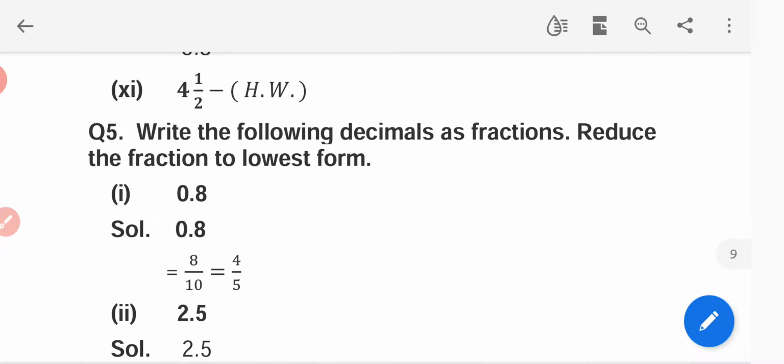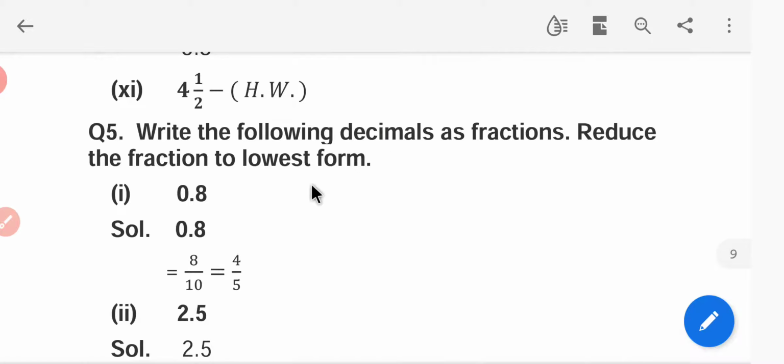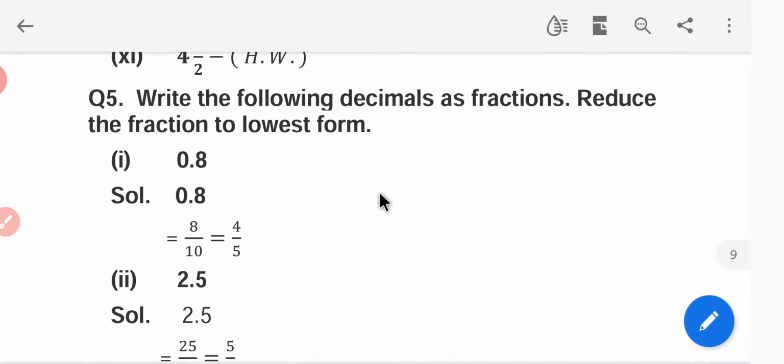Then see the last question. Question number 5. Write the following decimal as fraction. Reduce the fraction to lowest form. Here you can see that a decimal is given and we have to change it into a fraction. Fraction means which has both numerator and denominator. And after changing, you have to change it to lowest form. Lowest form means into the smallest number.